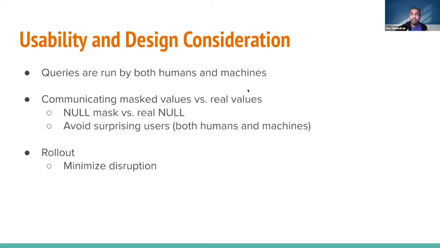Another thing we have to be cognizant of is communicating the mask values versus real values. For example, with a null mask, the user needs to know if this is a null resulting from a mask or a real null. We want to avoid surprising users as much as possible, and this comes into play when we're rolling out. We want to make sure users aren't surprised by these null values or masked values.